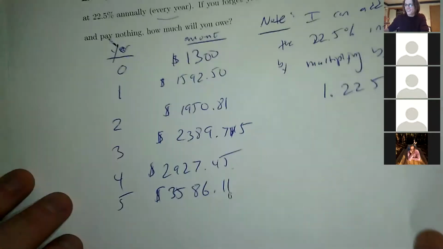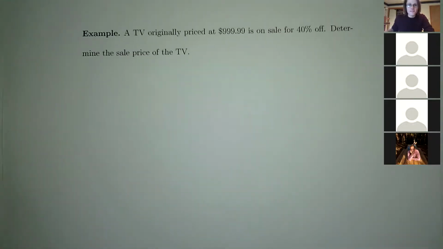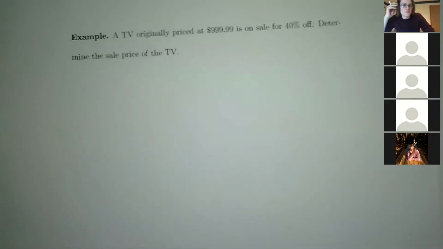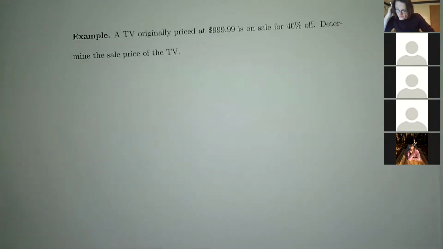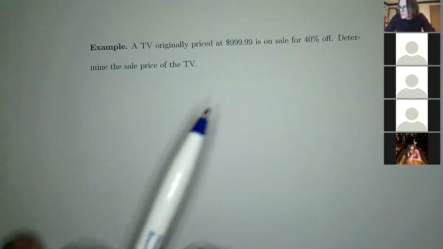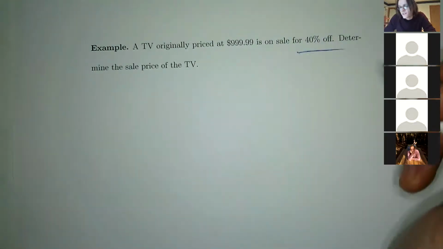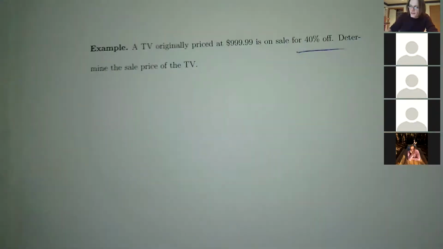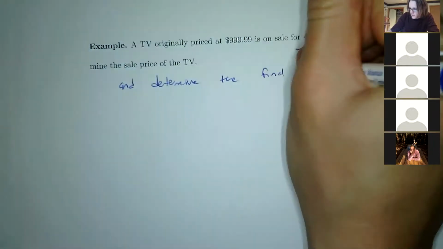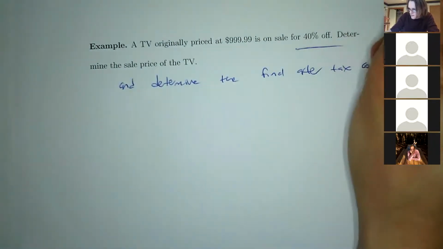All right. Let's do a couple more. Let's see. So again, as I said, this is the last one actually. These last couple are just kind of more applications. So a TV originally priced at $999.99, that's the thing people do, is on sale for 40% off. Determine the sale price of the TV. So let's do that, and then let's determine the final after tax cost.